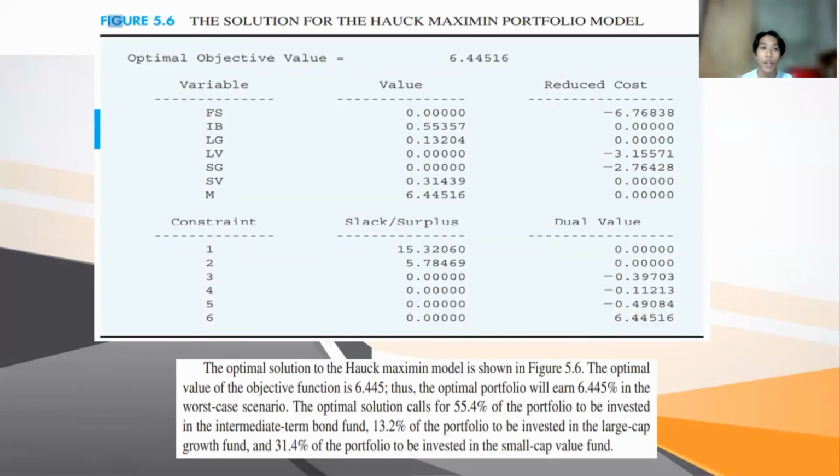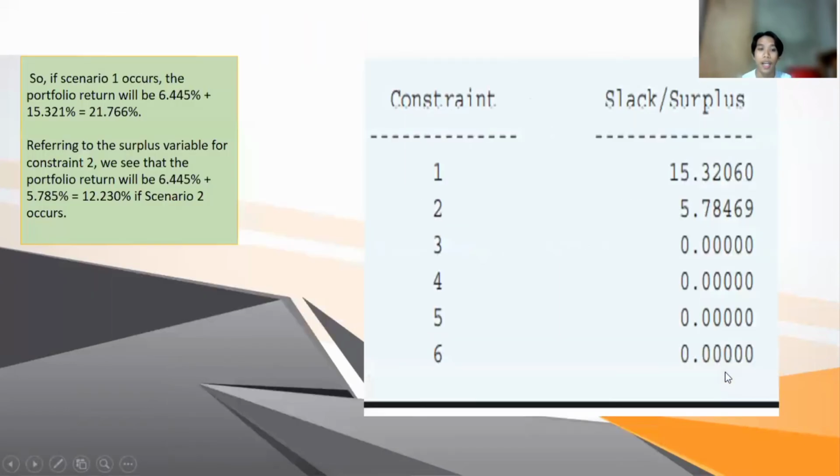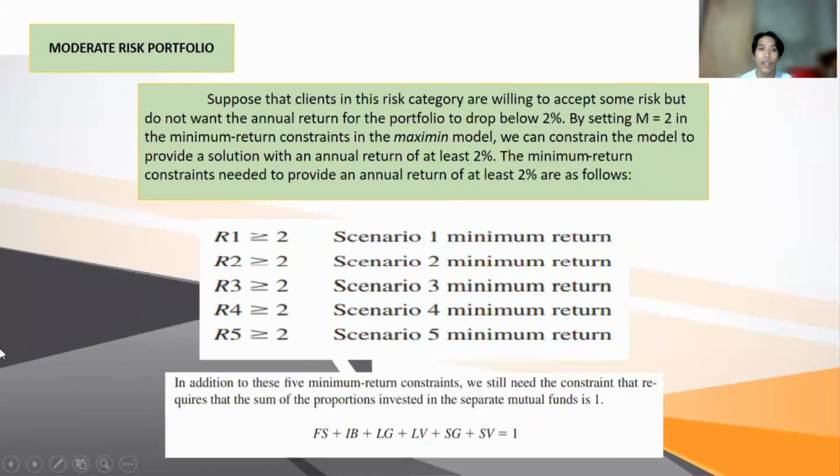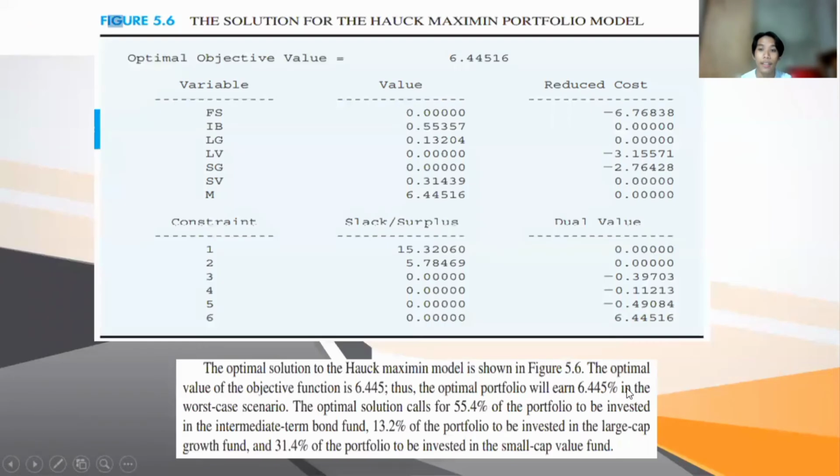Using the computer solution, we get the Hawk maximin portfolio model solution, which is shown in figure 5.6. So the optimal solution to the Hawk maximin model is shown in figure 5.6. The optimal value of the objective function is 6.445. Thus, the optimal portfolio will earn 6.445% in the worst case scenario.